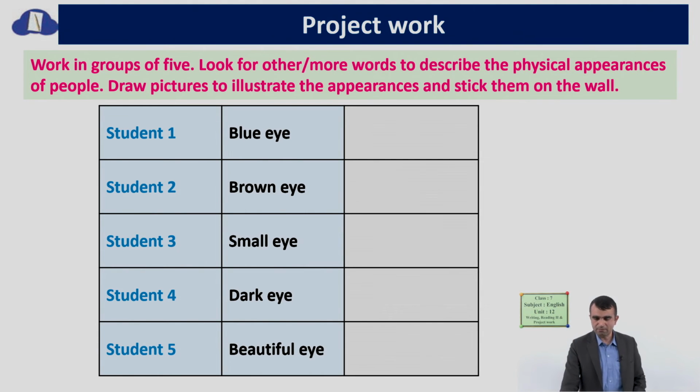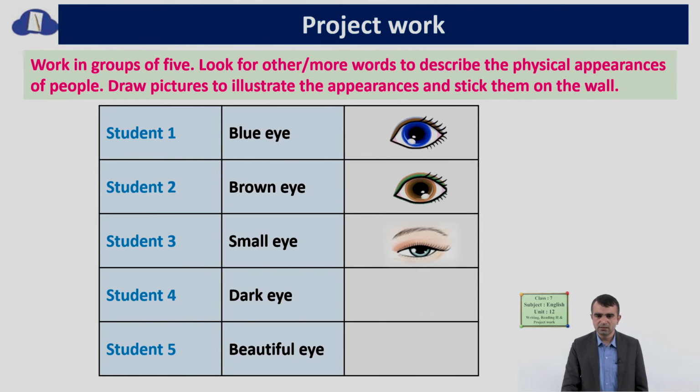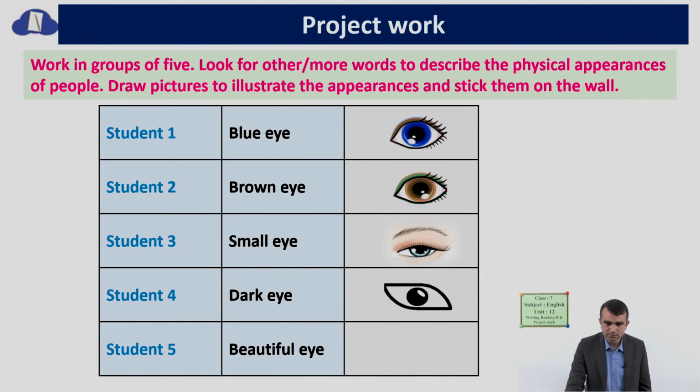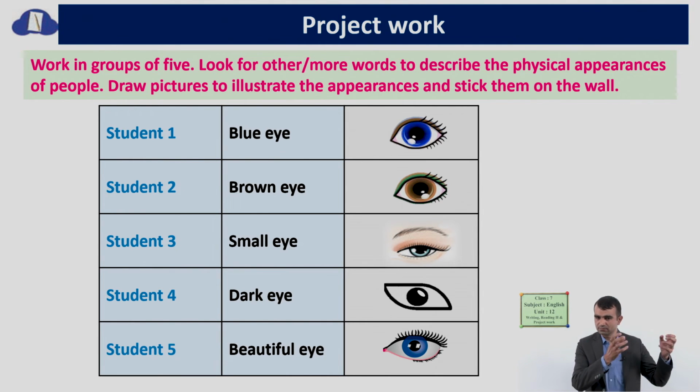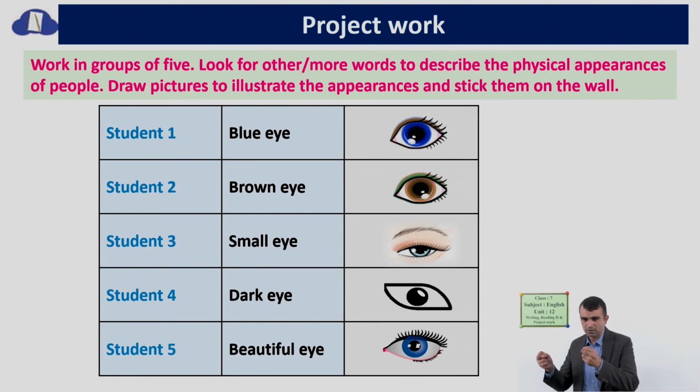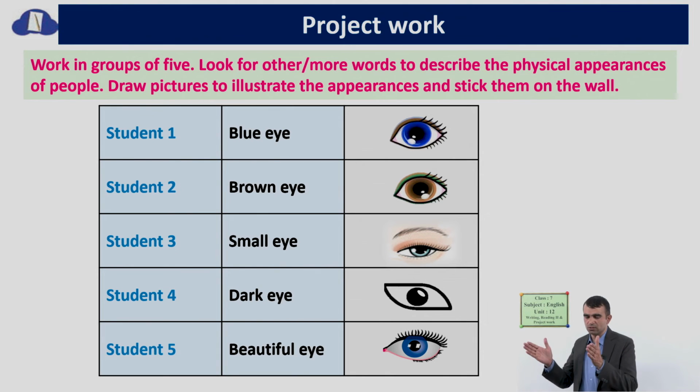For example, here blue eye, brown eye, small eye, dark eye, beautiful eye. That way you can draw. Another group may take build, another group describing face. So that way different groups of students may be working to draw different shapes of different parts of the body. Good, you can do it very well.